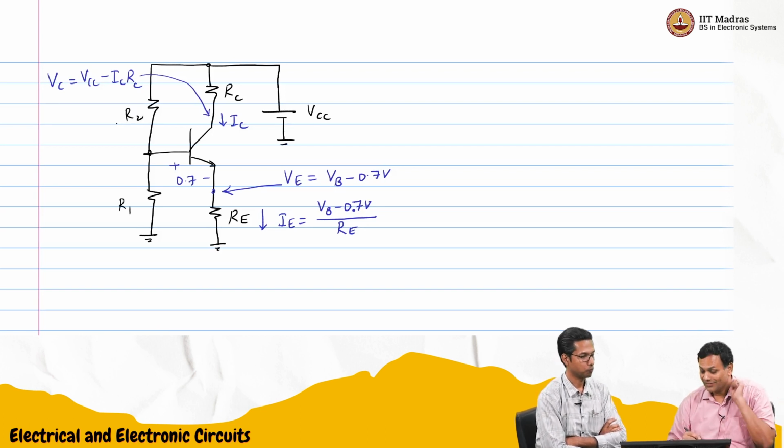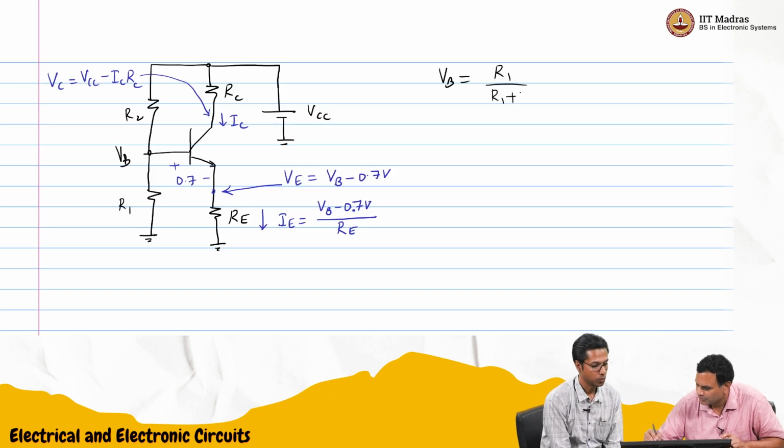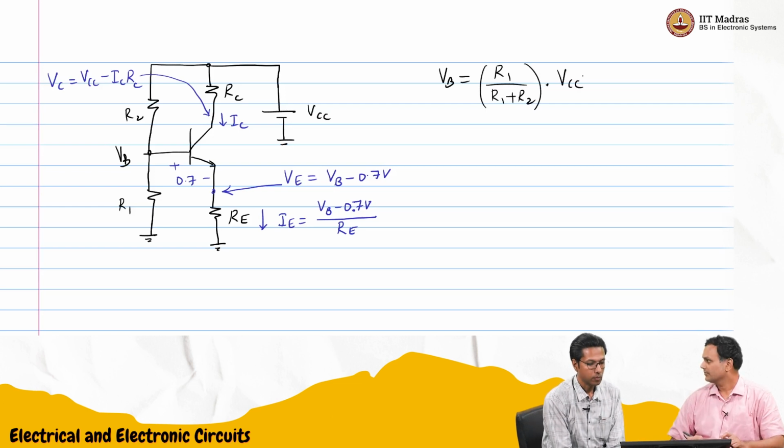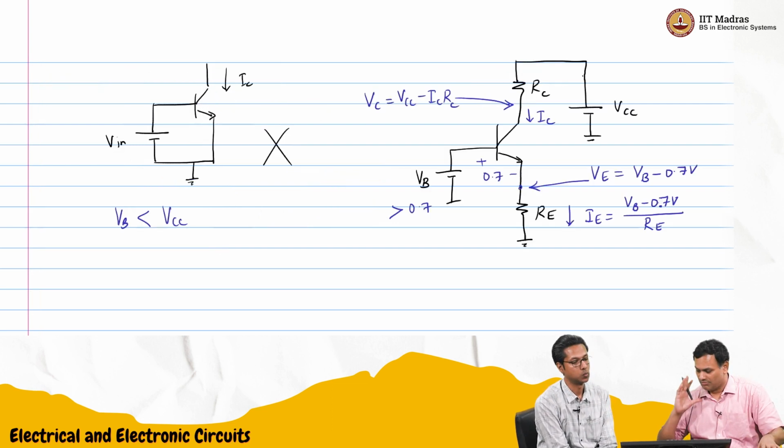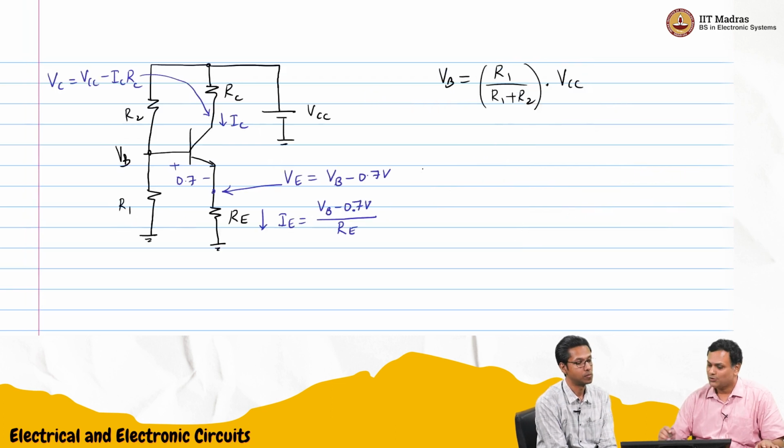So we still need to find out VB, no? That's easy. I think we know this now. Then we can choose R1 and R2 such that I get the right VB. So we know what current we want. We choose the resistor and VB. Then we choose R1, R2 such that we get the right VB. This makes sense. So here we are assuming base current is 0.